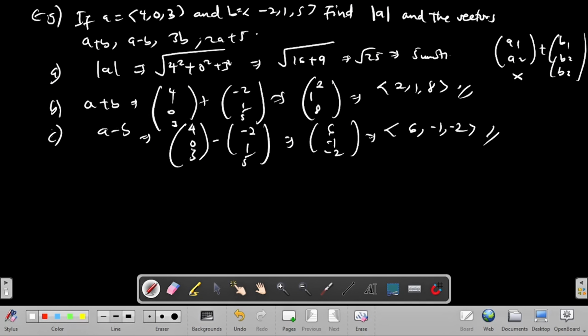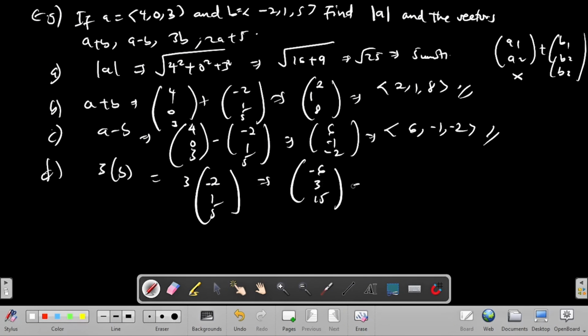Then you have 3b. This is multiplying a scalar by a vector. So 3b is simply equal to 3 multiplying (-2, 1, 5). Whenever you are multiplying a scalar by a vector, simply multiply it by all the components. That is all. We are multiplying each component by 3. Each component, don't multiply by only one. That's an error. So this simply gives us negative 6, 3, then 15. As beautiful as that, right? So (-6, 3, 15) is our answer.